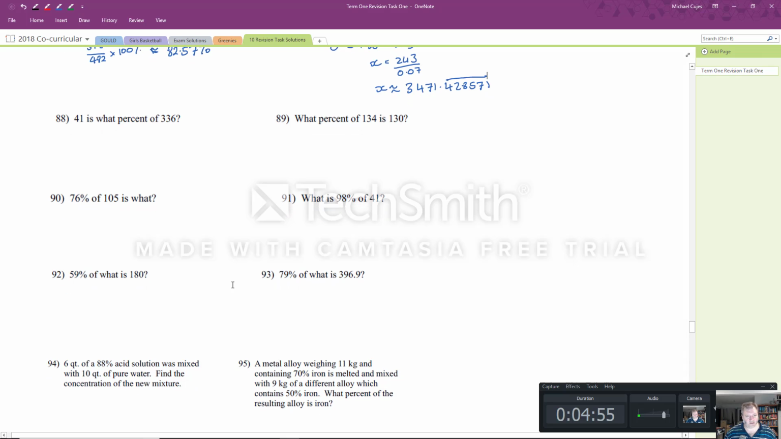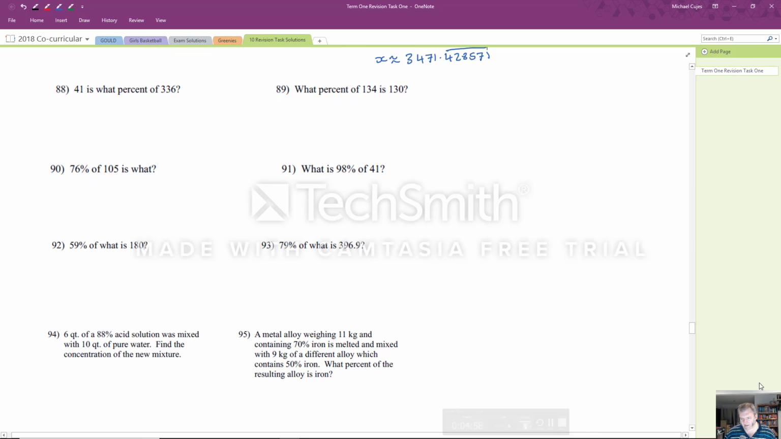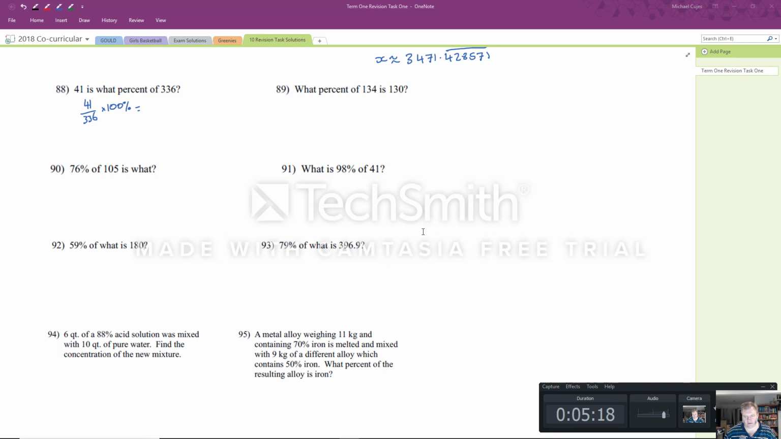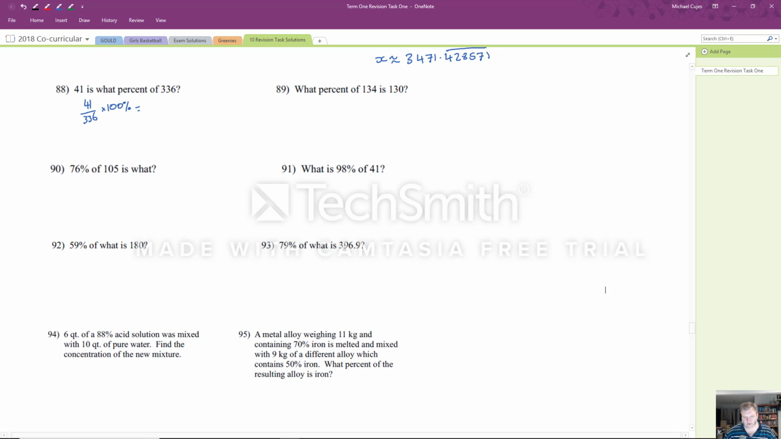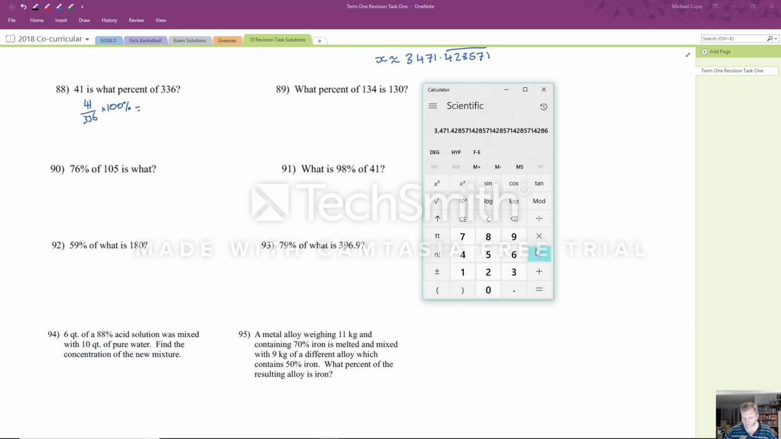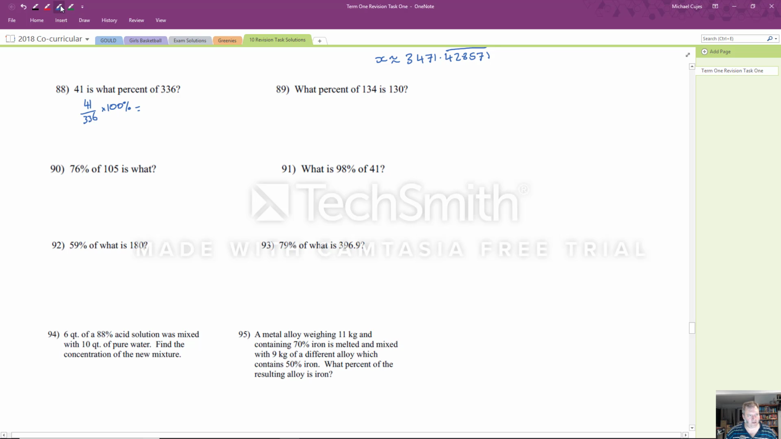Oh, let's finish off a few of these percentage ones while we're on a roll with them. 41 is what percent of 36? So this is 41 out of 336. I said 36, 336. What is that as a percentage? So I multiply by 100 and stick a percent sign. You don't push the percent sign button on your calculator. Where's that calculator gone? Let's get it back. 41 divided by 336 multiplied by 100. You can do that multiplying in your head, can't you? It is 12.20 approximately.